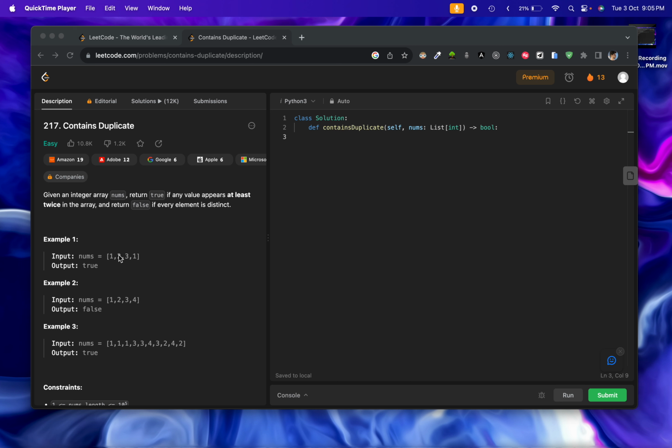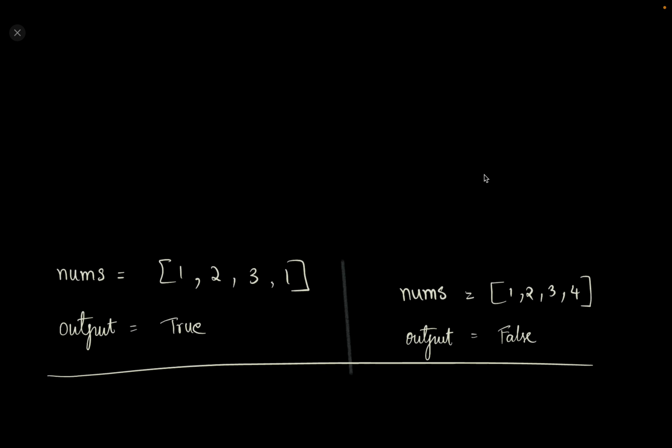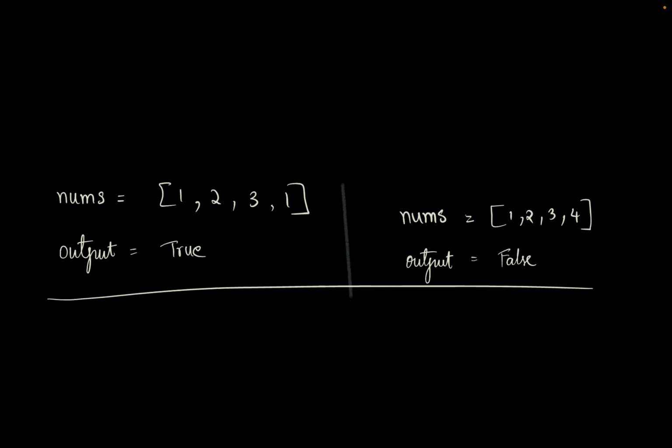This question is mostly self-explanatory, nothing much to explain. Let's see an example and then get into the coding part. In the first example, we have nums with index 0 being 1, and the last index of nums is also 1. Since we have duplicates, we return true. And if there are no duplicates and every element is unique, then we just return false.